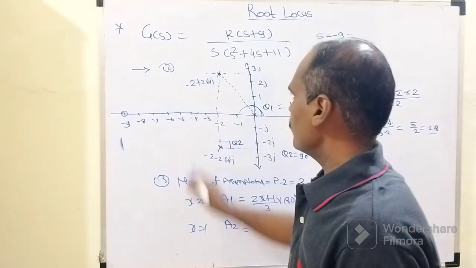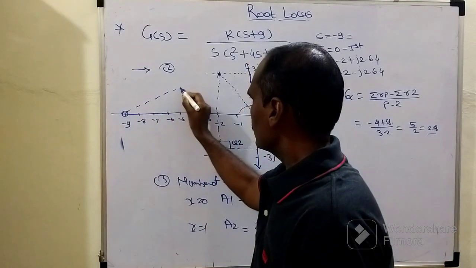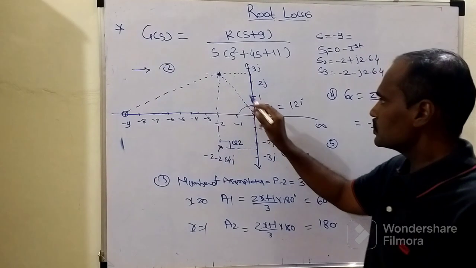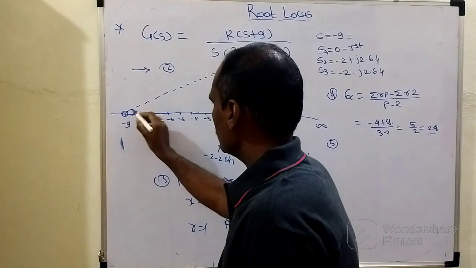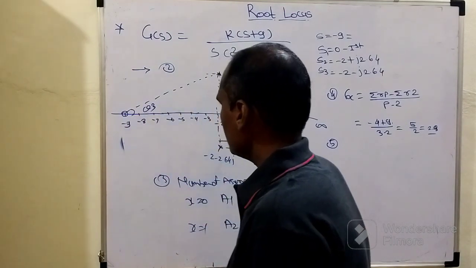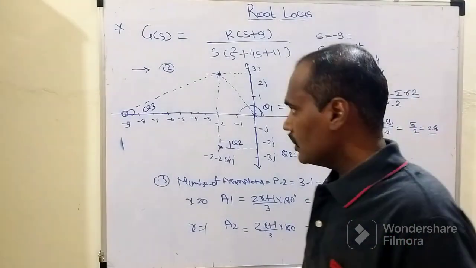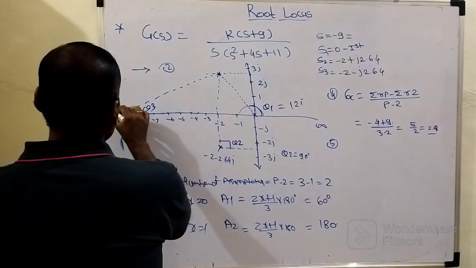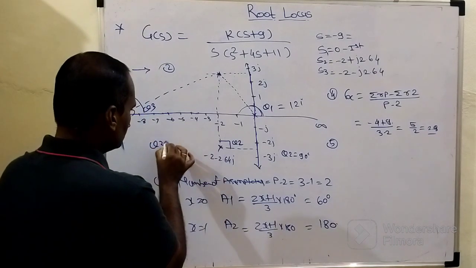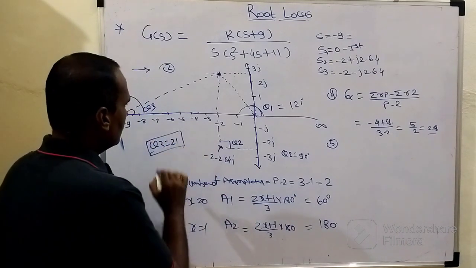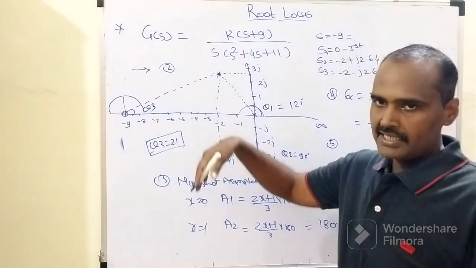So what we need to do, first of all, is interconnect this zero with this pole, which is located at -2 plus 2.64j, and the angle made by this zero with respect to this pole can be called phi 3, right? So how do we get this phi 3? With the help of this protractor, you need to put this protractor like this and measure. As a result of measurement, phi 3 equals 21 degrees, or by using this trigonometric method also we can determine the angle phi 3, right?